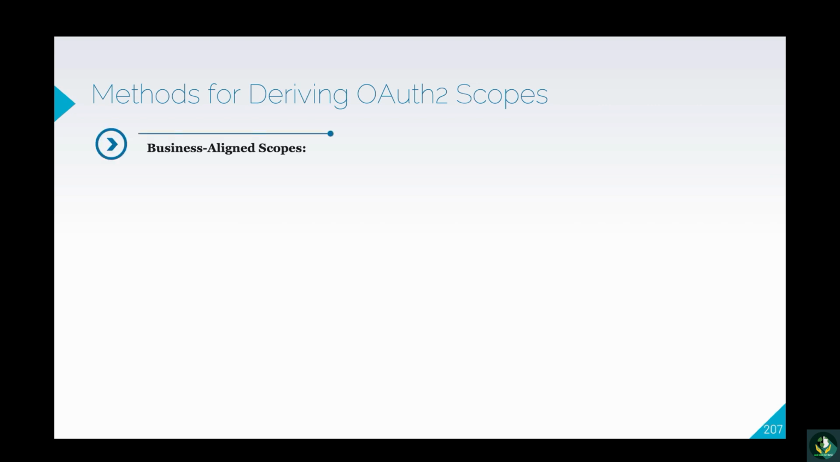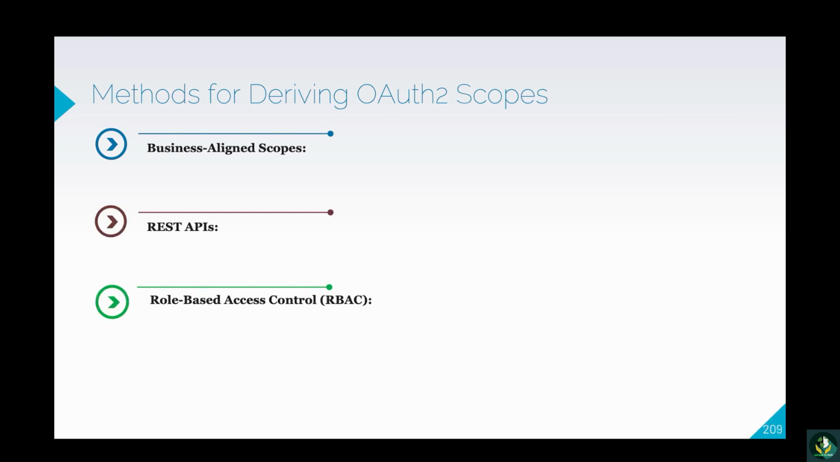You might define scopes derived from the business processes, from the structure of your REST APIs, or based on access management methodologies like role-based access control in hierarchical organizations. Additionally, it's crucial to consider audit and compliance requirements. Often the best approach is to use a combination of these methods to create a comprehensive and effective scope strategy.